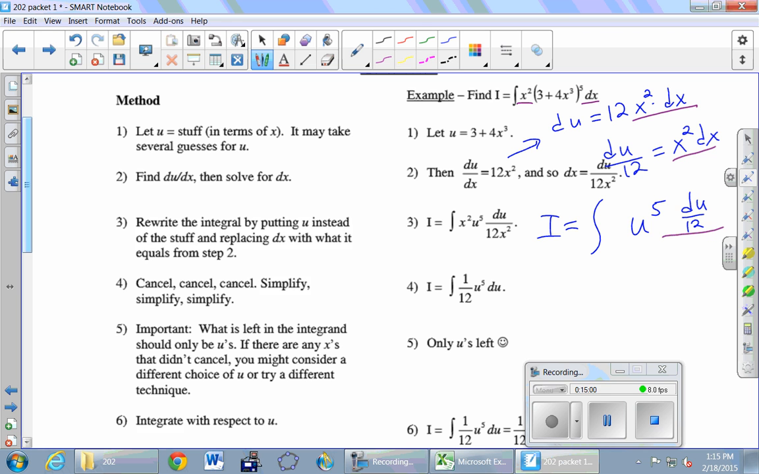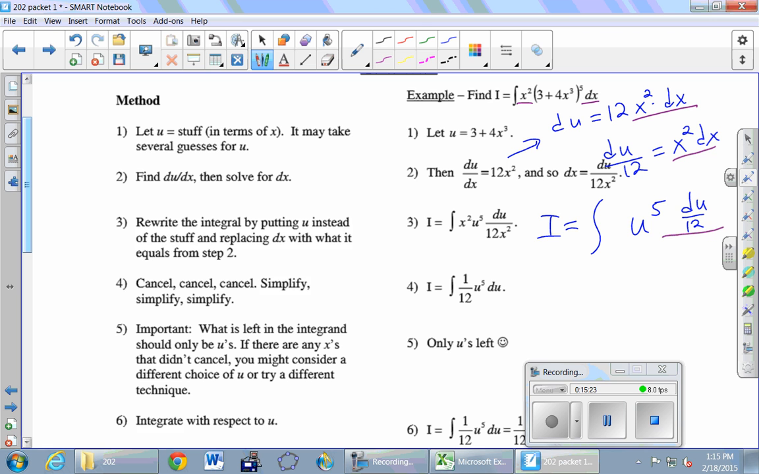Oftentimes there is only one u that will get you there. So you guys are asking good questions about, well, what if this and what if that, and we're going to see some integrals where it just isn't going to work. Hopefully that will answer some of these questions. You've got to pick the right u. It's not just pick any old u and then follow the bouncing ball. I mean, you've got to pick the right u.